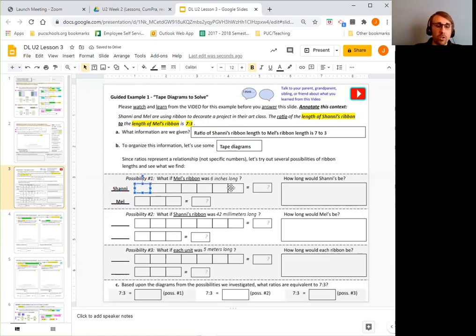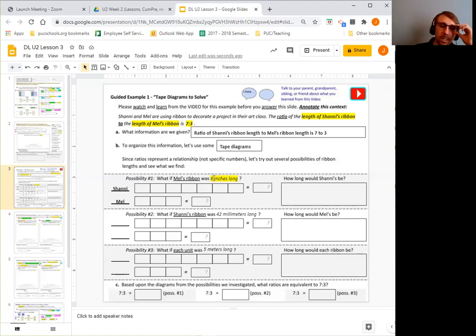So then this is Shani's ribbon, and you could imagine it. This is actually her ribbon. Her ribbon is 7 boxes long, but we don't know how long the boxes actually are. And then Mel's is 3 boxes long, but we don't know how long those boxes are. What we're given in the first possibility is that Mel's ribbon is 6 inches long. Since that's important information, we're going to highlight that. And our goal is to find out what Shani's would be.